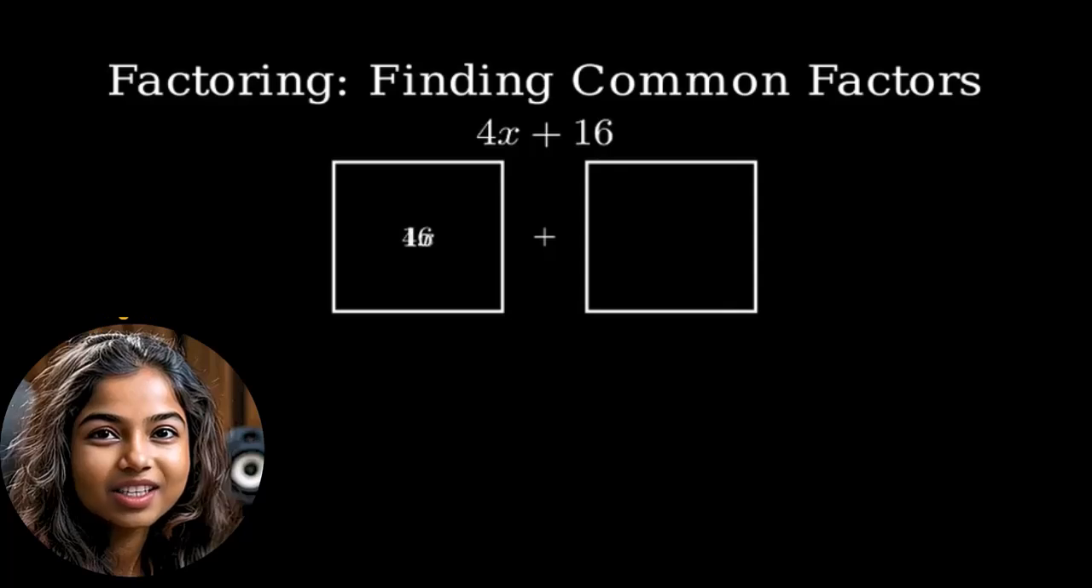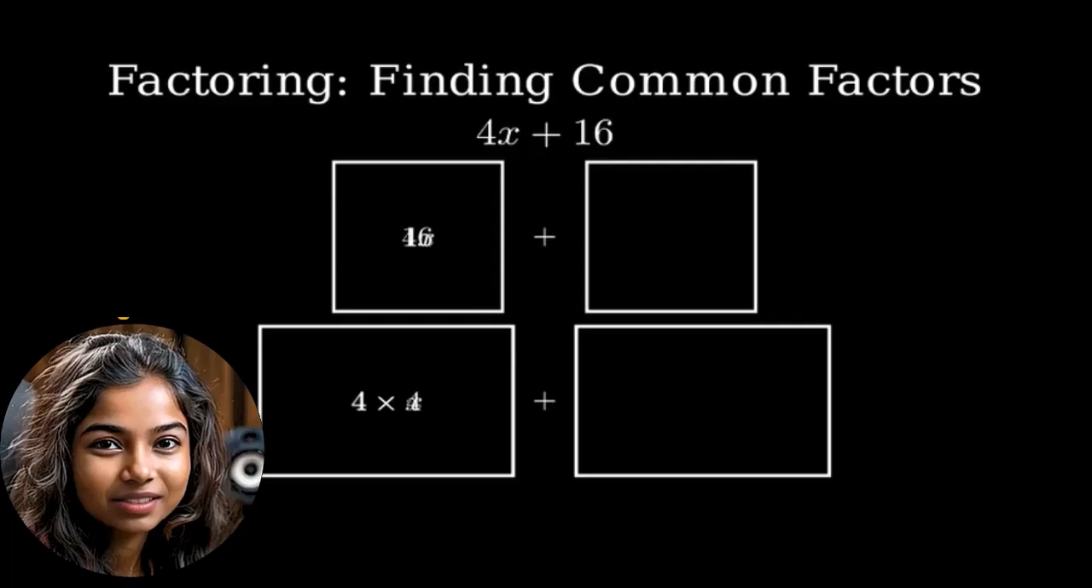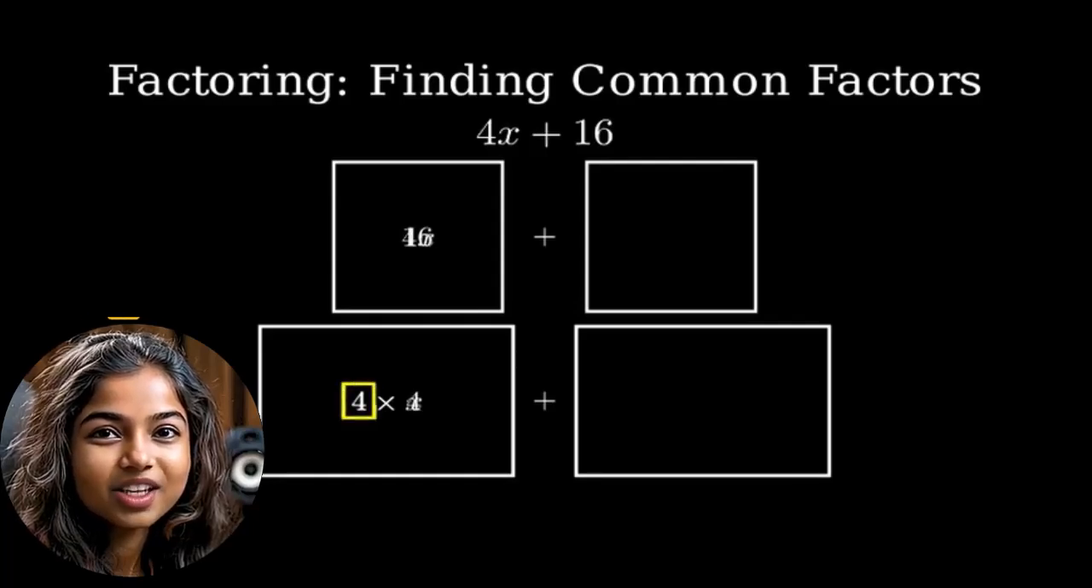Let's look at the first term, 4x. We can break this down into 4 times x. For the second term, 16, we can write this as 4 times 4. Now, we can see that both terms have a common factor of 4. Let's highlight the common factor in both terms.